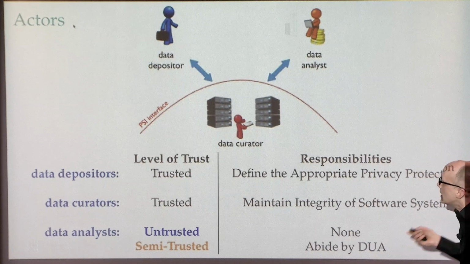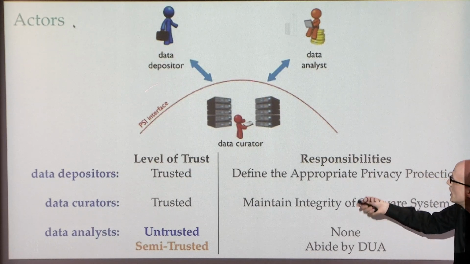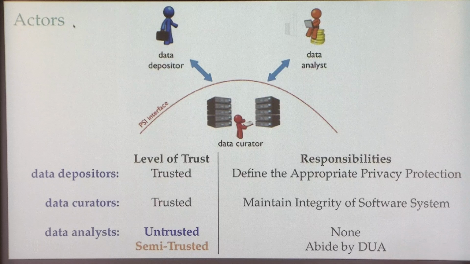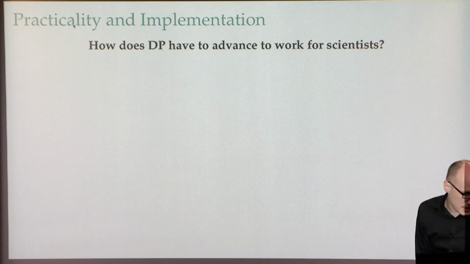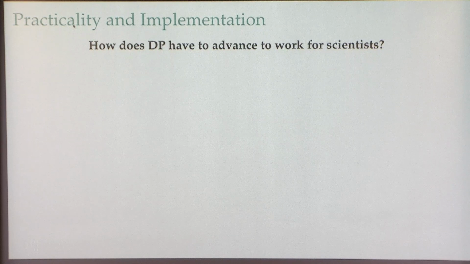In this setting, the question is, how do we build a layer? How do we build a curator to make it easy for the depositor to explain what they know about their data and maybe make some choices about budgeting, and similarly allow some analysts who are semi-trusted to also make queries of this data set? These are the kinds of questions that we've been confronted with trying to build this out. Practically, in order for differential privacy to be practical to a scientific analyst, what are the kinds of things that they need?